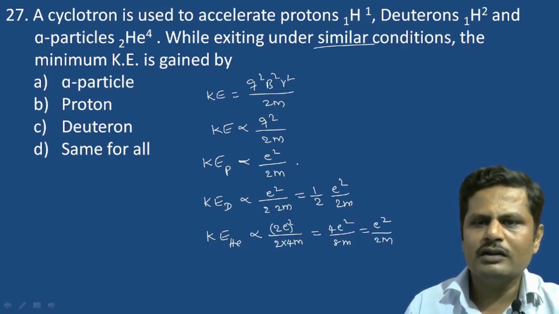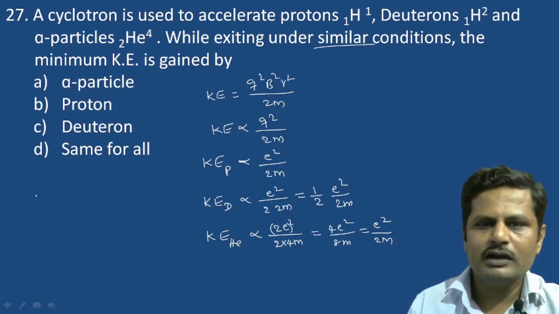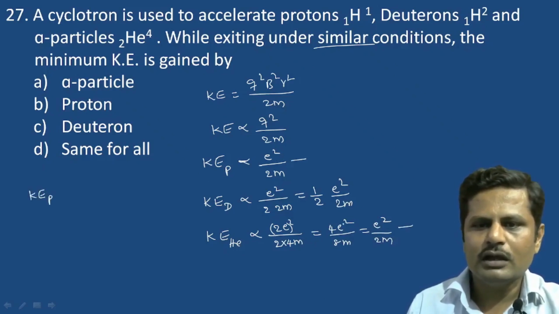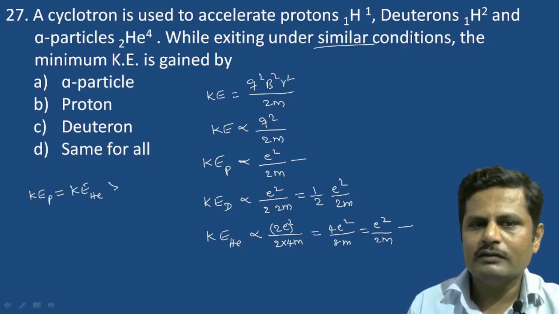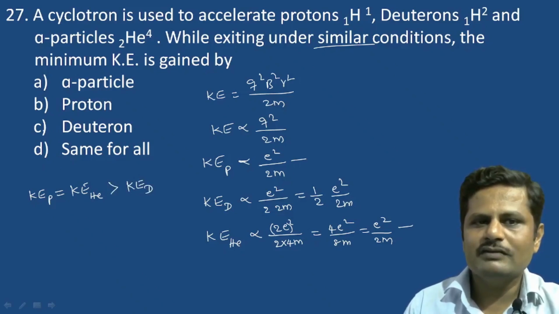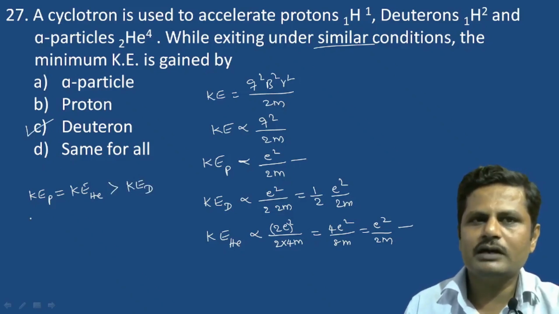So therefore, by looking at these expressions, we can write that the kinetic energy of the proton is equal to the kinetic energy of the helium particle, and the deuteron's kinetic energy is half of the kinetic energy of the proton. So the kinetic energy of the proton as well as the kinetic energy of the helium is greater than the kinetic energy of the deuteron. So the kinetic energy of the deuteron is minimum in this case. So option C would be the correct answer.